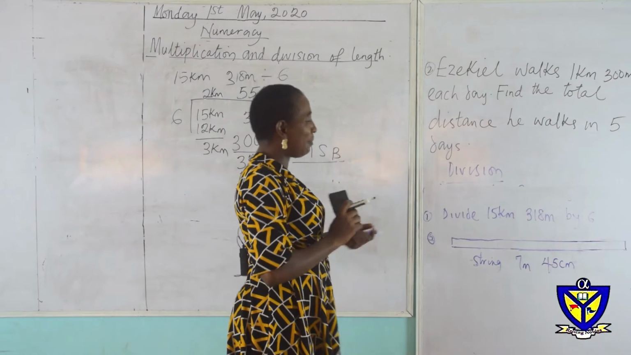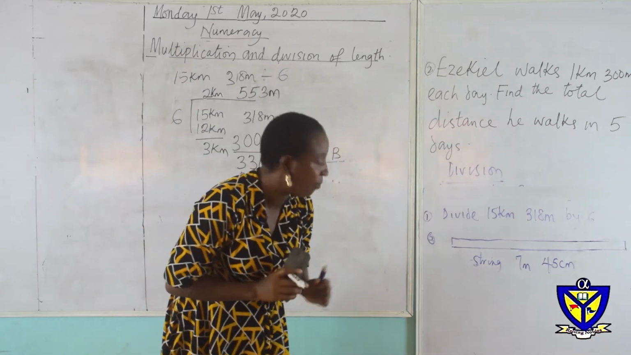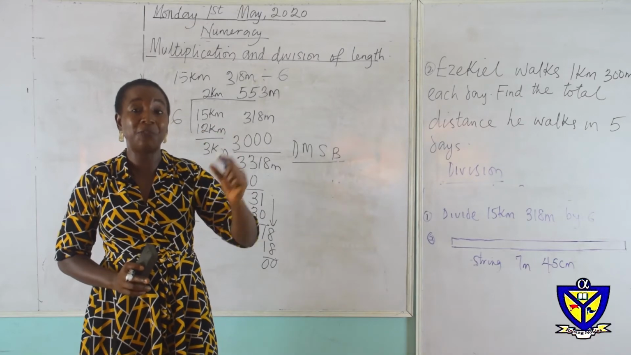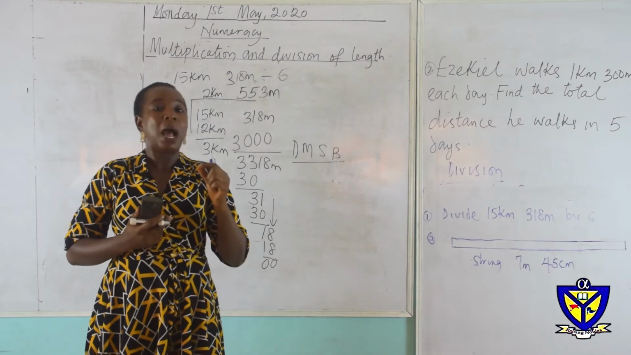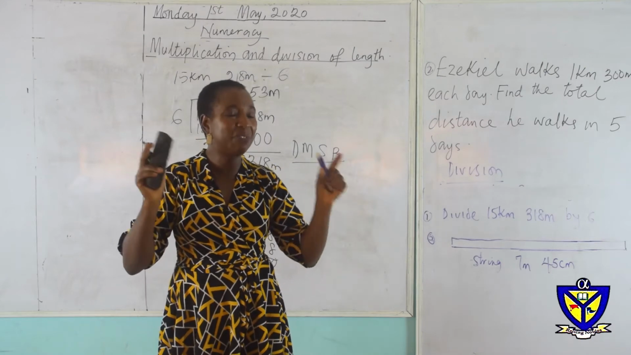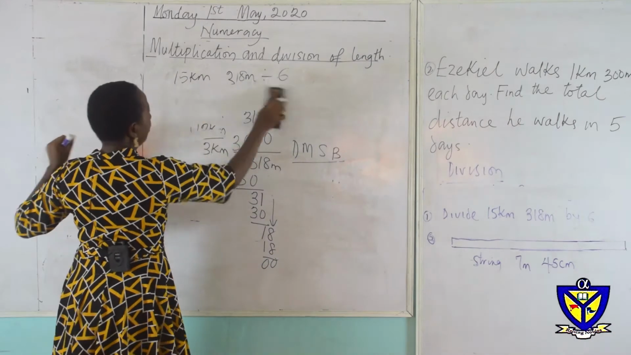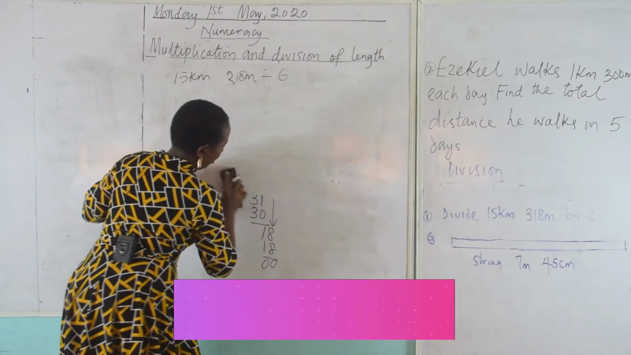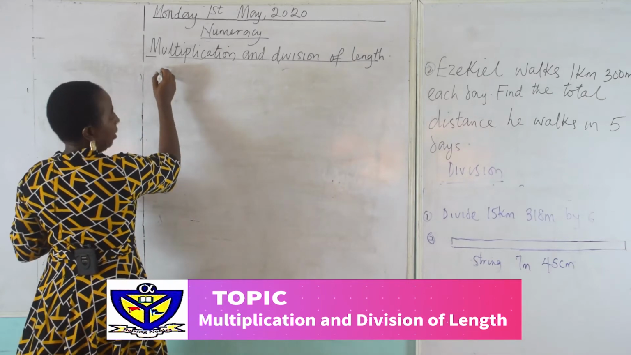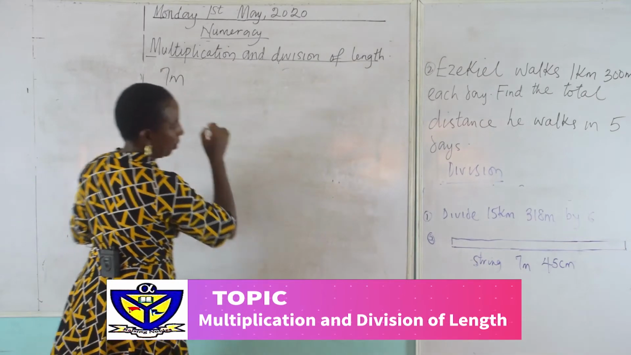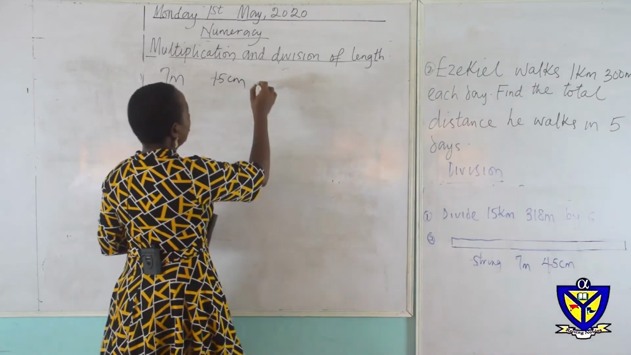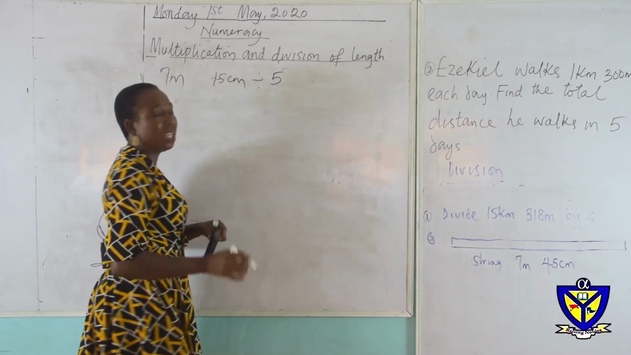Now the question says, I have a string of 7 meters, 45 centimeters long, and I want to cut it into 5 different pieces. The question is, how long will each piece be? What are we going to do? Of course, we're still going to divide. Now, I'm going to clean this up so that we'll be able to attempt the last question. You have 7 meters, 45 centimeters. And we intend to cut this into 5 pieces.